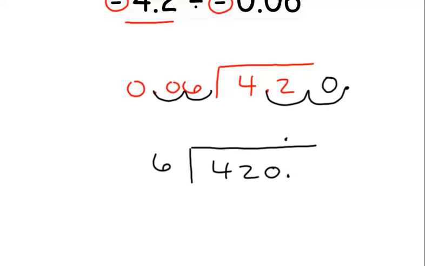Pop my decimal up. All right, so 6 goes into 4, 0 times. 0 times 6 is 0. Subtract. Bring down the 2. 6 goes into 42 7 times.